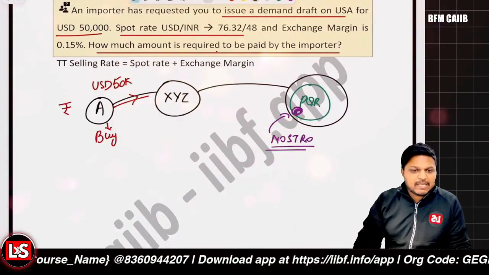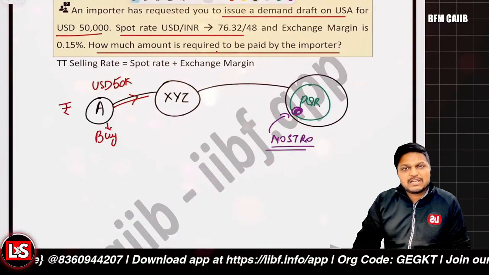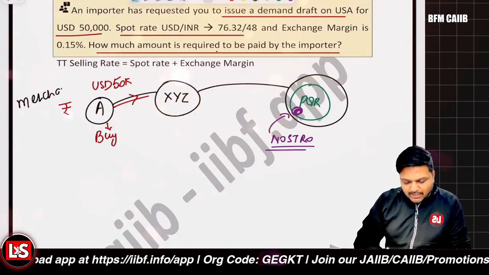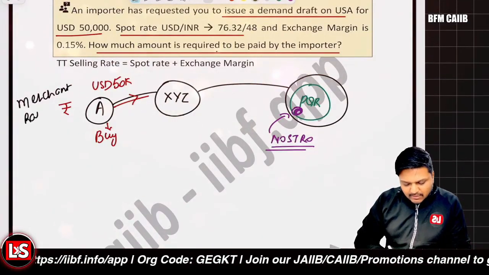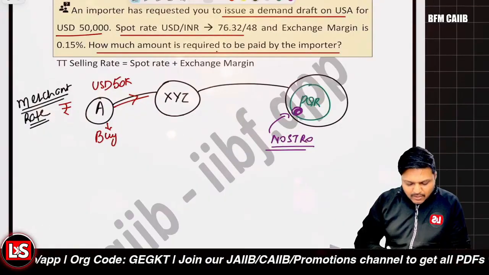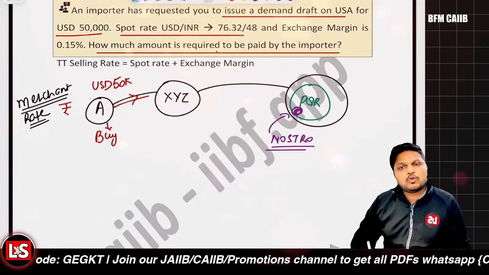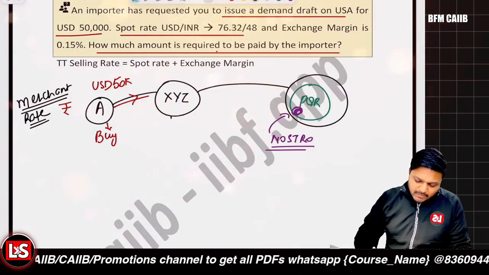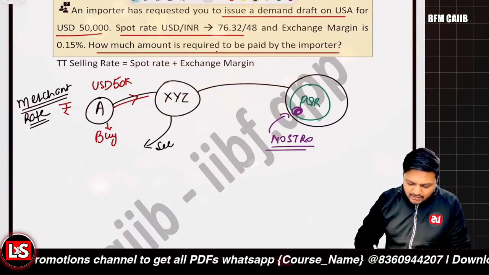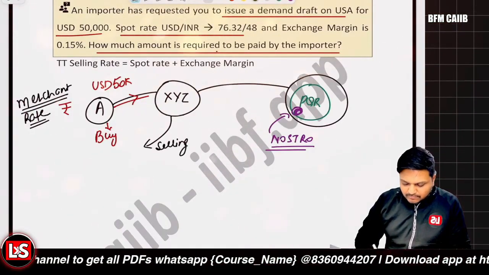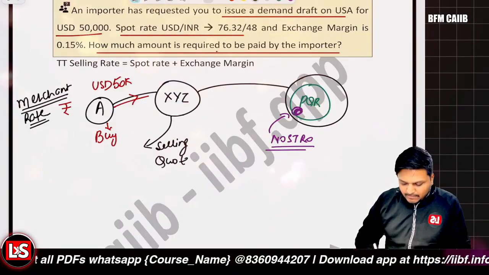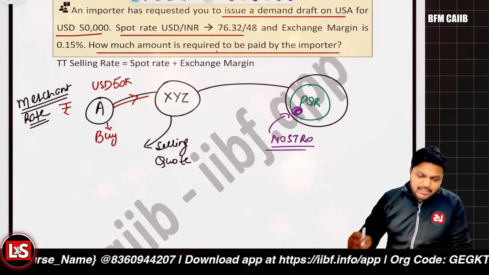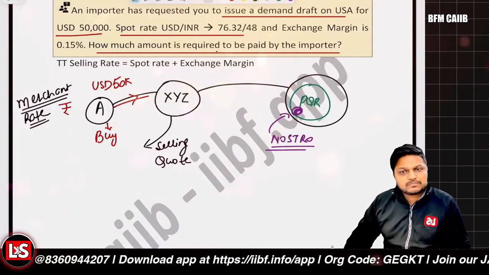So what rate is applicable? It's a customer who is dealing with the bank, so the merchant rate is applicable. Now you should know clearly which rate is applicable. Person A would be able to buy at the price at which the bank is ready to sell. So the bank will give the selling quote. Clear with it? So we are to consider the selling quote.